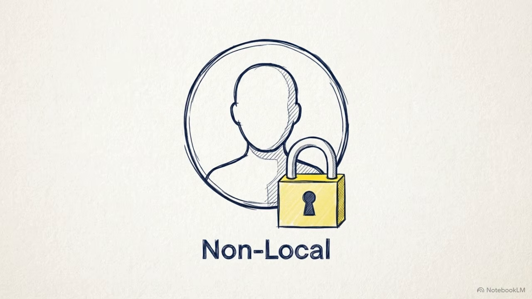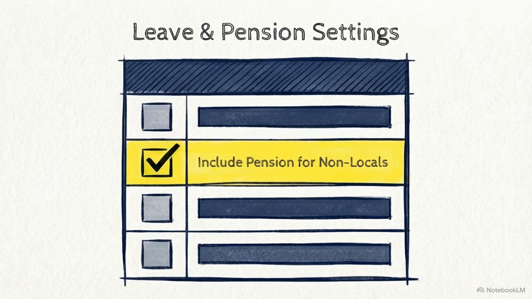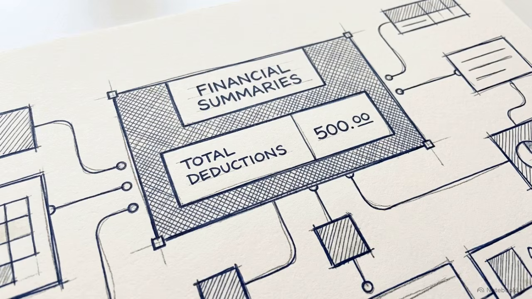Note that you cannot define these percentages for non-locals by default. To enable these fields for expatriate workers, you must first check the Include Pension for Non-Locals box in your leave and pension settings. Applying these controls ensures that your deductions and allowance totals remain within legal and financial requirements.